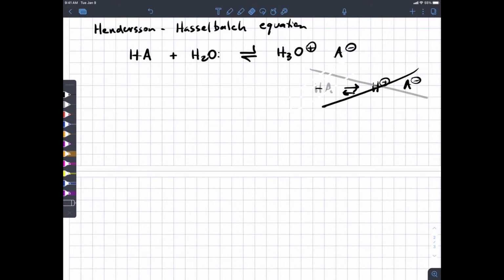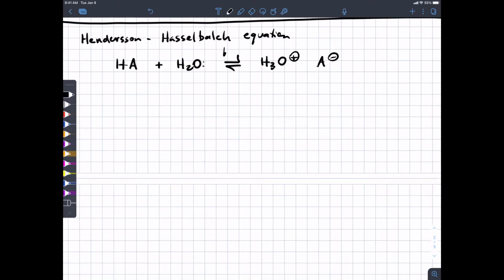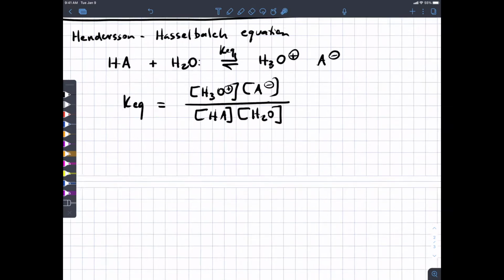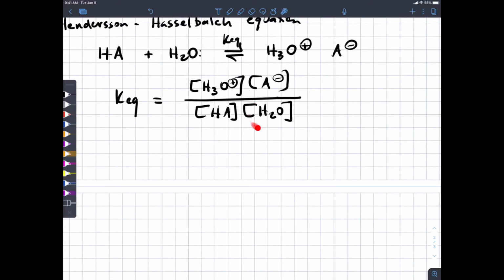Okay? So I'm erasing this blasphemous writing here. So if we were to write an equilibrium constant for this reaction, it would be the concentration of H3O plus times the concentration of conjugate base divided by the concentration of acid times the concentration of water. Now, probably in Gen Chem you were told that the activity of a pure substance is equal to 1, and therefore we can neglect water in this equilibrium expression.